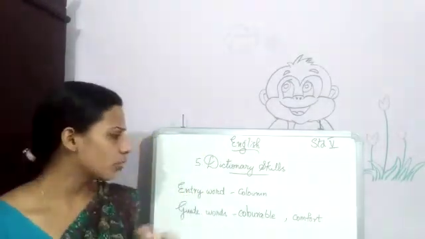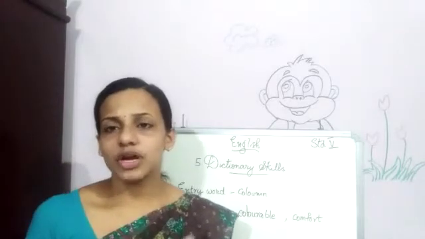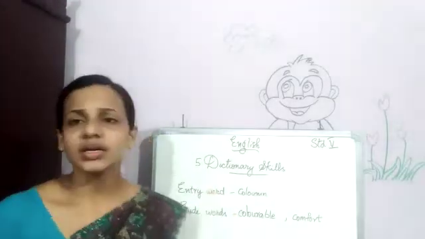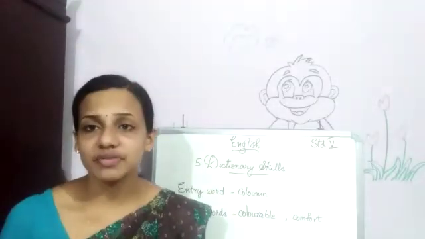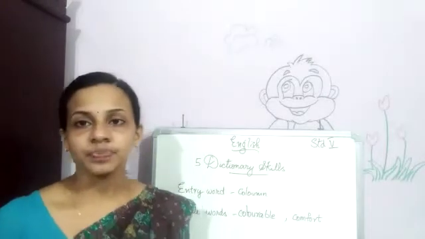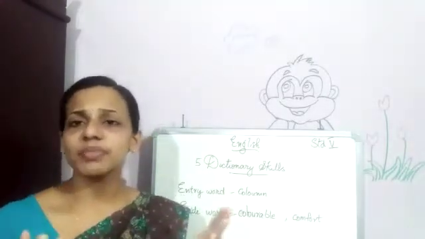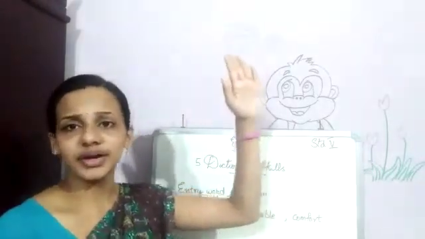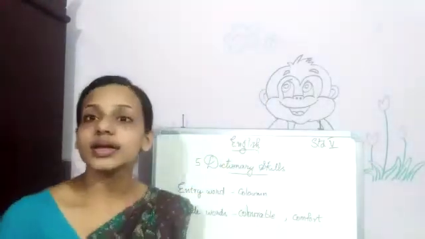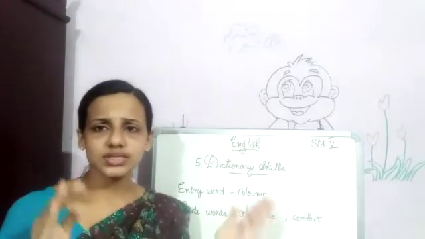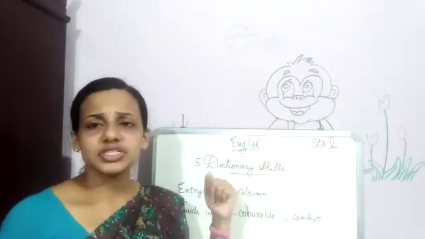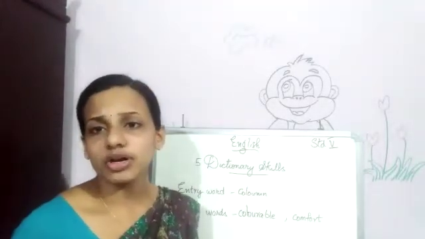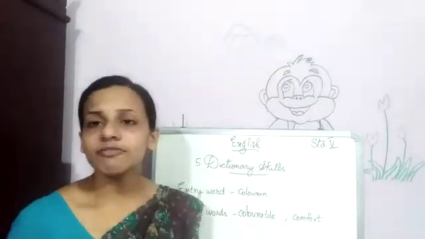If we want to find the meaning of the word column from a dictionary, column is an entry word. When we open the dictionary to find the meaning of column, on the top left of the dictionary there will be given colorable, and on the right bottom part, the word is comfort.